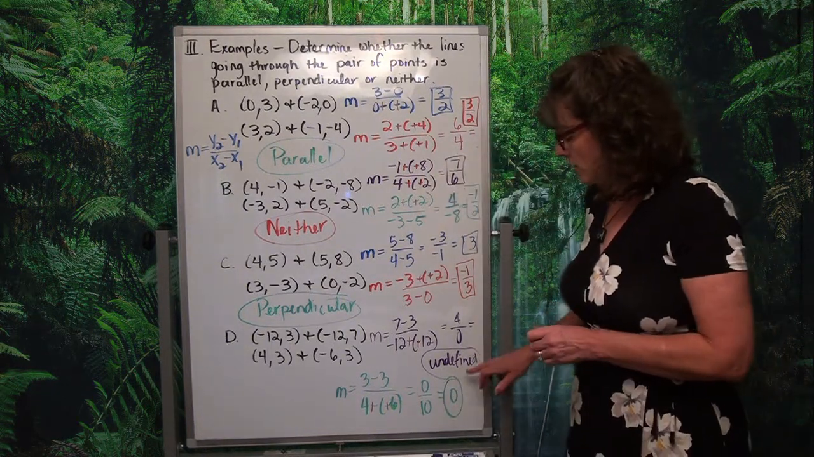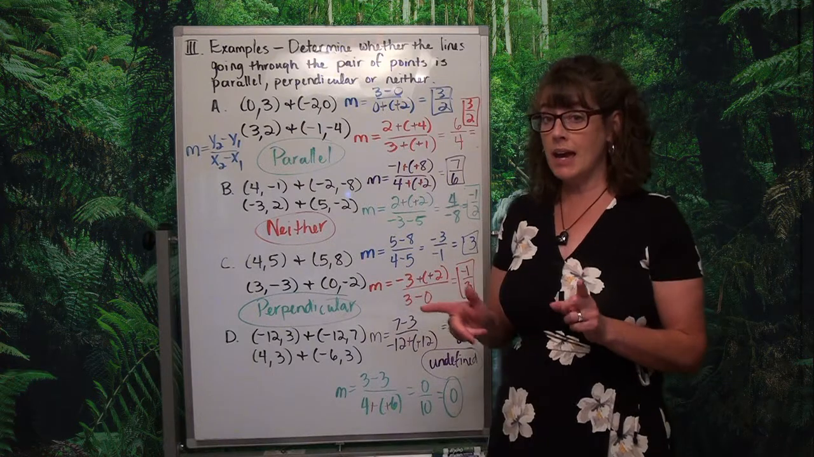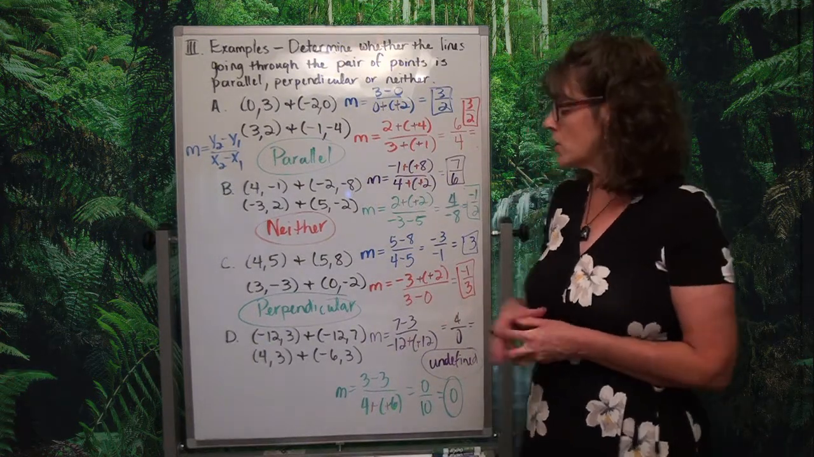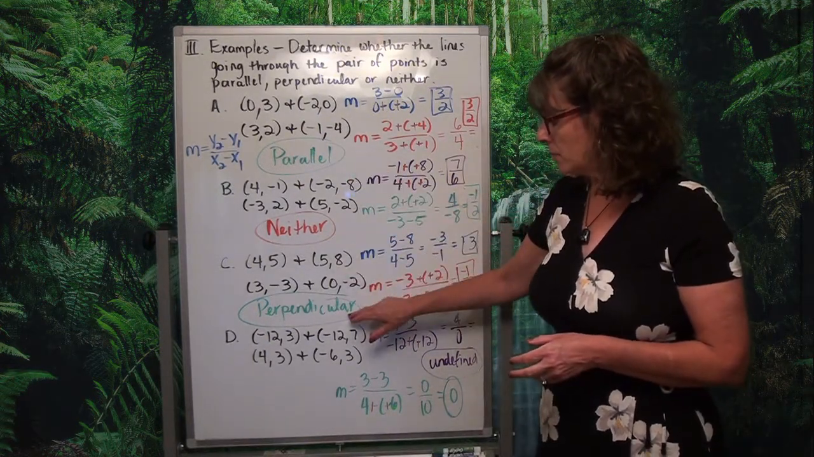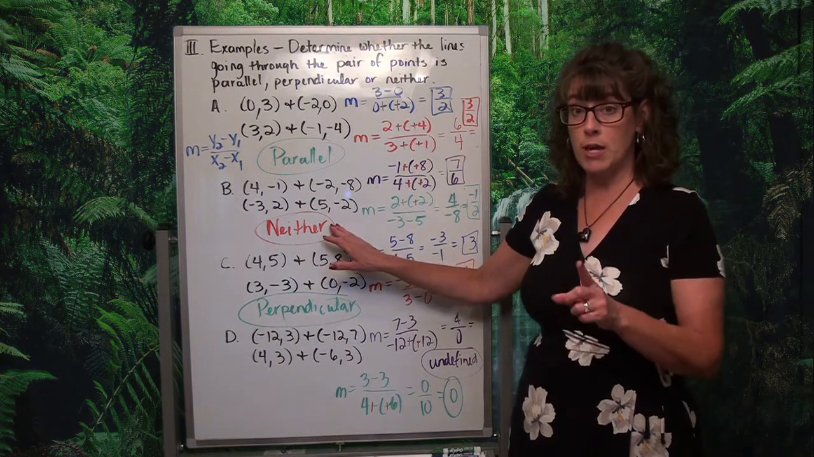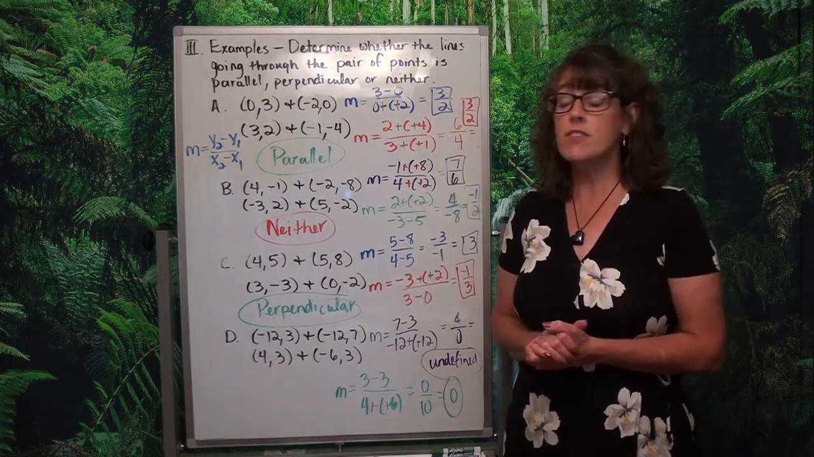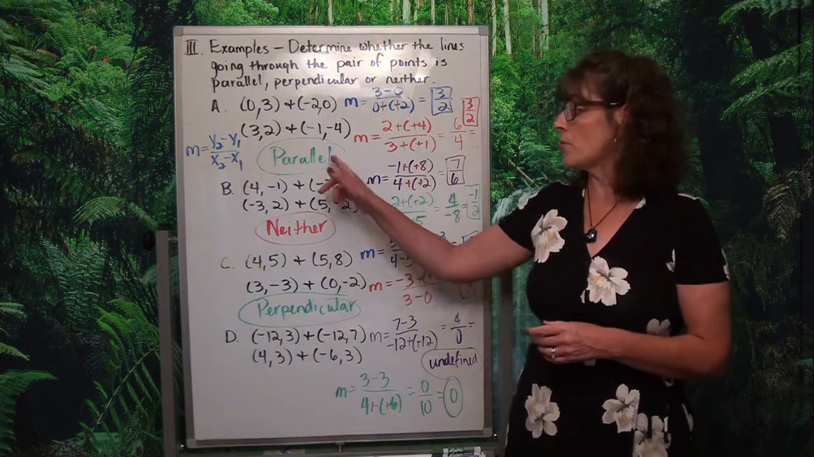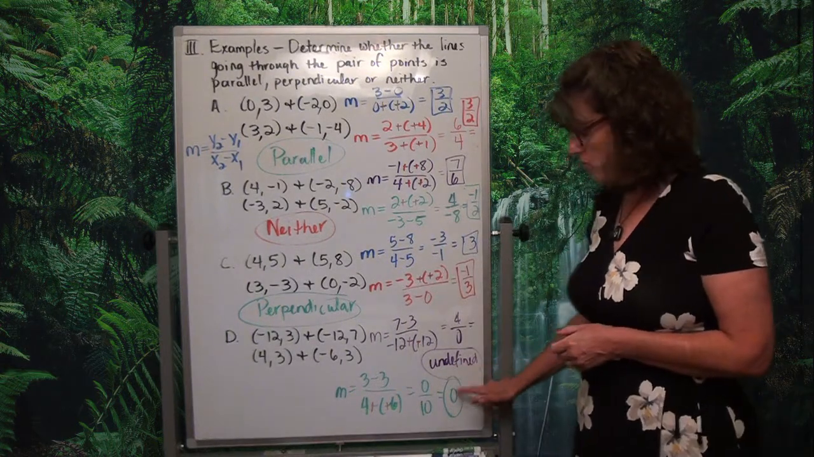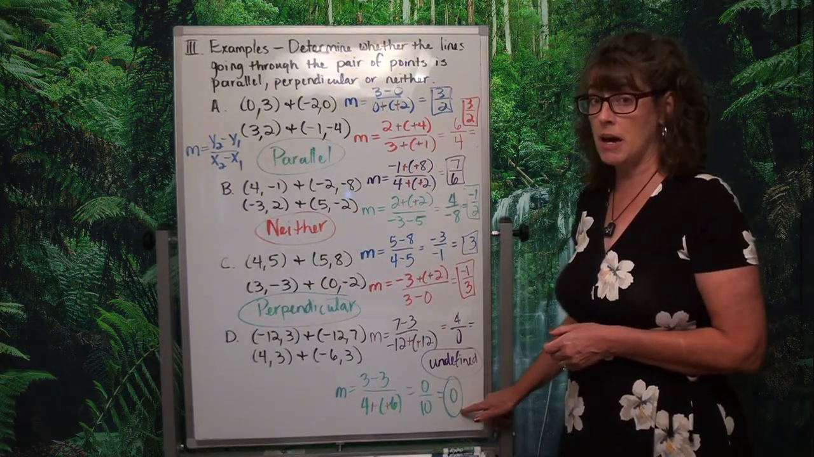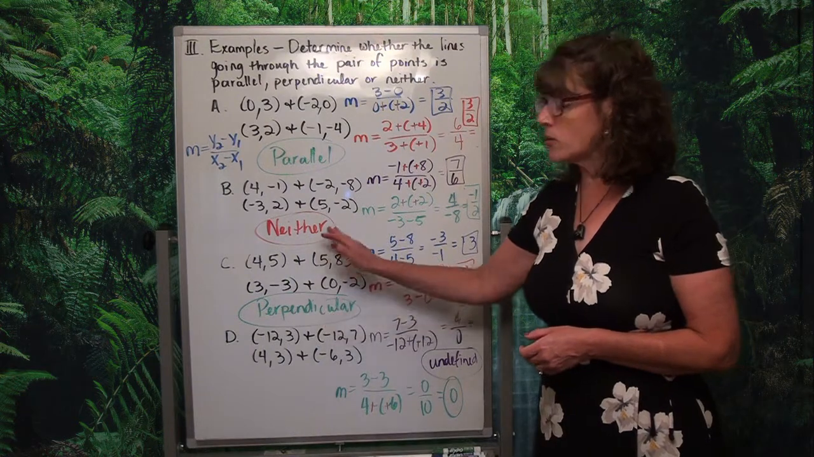So we've got undefined and we've got 0. Now, let's think about this. We want to know, are they parallel, are they perpendicular, or are they neither? Think about what's happening here. Do they have the same slope? Because if they have the same slope, then they're going to be parallel. No, these are definitely not the same thing, no doubt about it. So either they're perpendicular or they're neither.